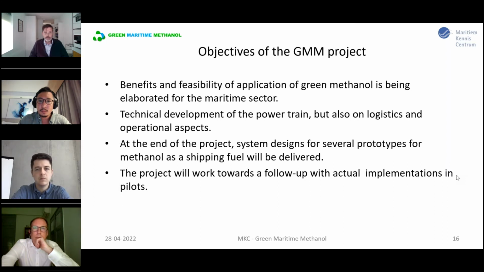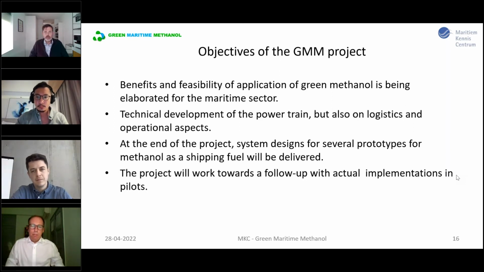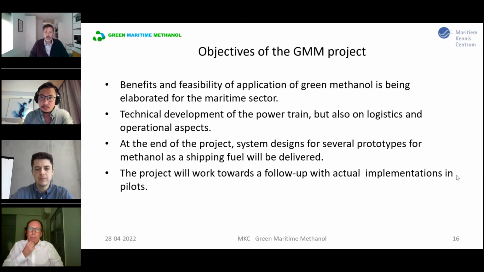Well, what we said for the first project, that we wanted to have system design for several prototypes for methanol, and we did 6 prototypes, and I'll show them later, and for the shipping fuel as methanol. And of course, we would like to work towards actual implementation pilots. That's one of the key requirements, basically also asked by classification societies. In order to make it work in practice, we need not only make designs, and it's the first step, but these designs need to be also brought in the European arena for legislation, etc. And usually what we see is legislation is never early, so we have to start that as soon as possible.